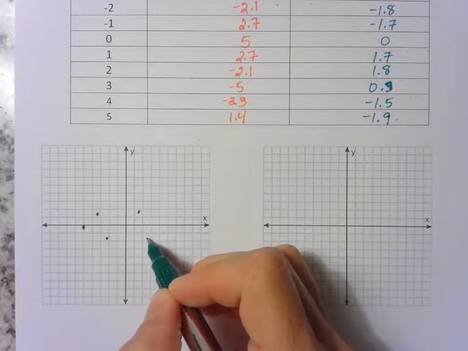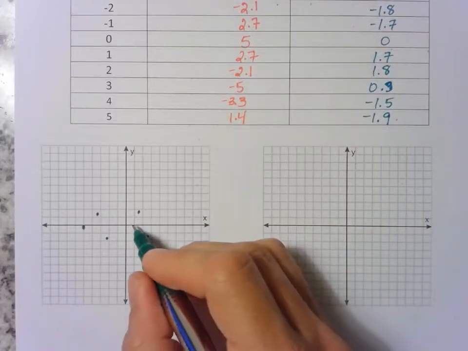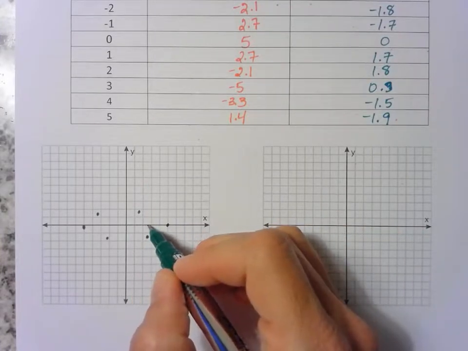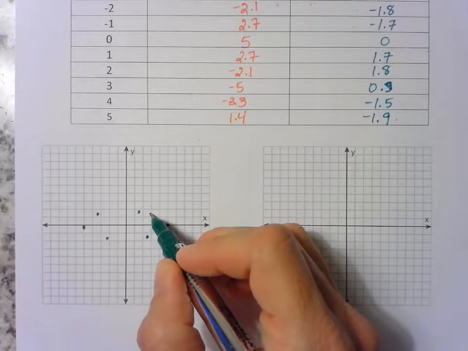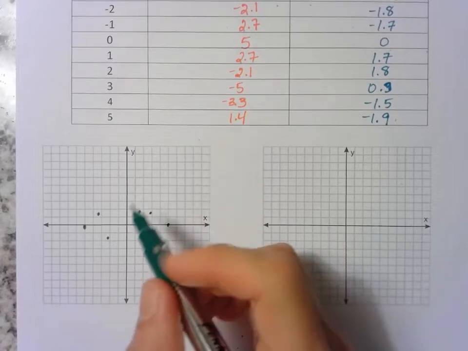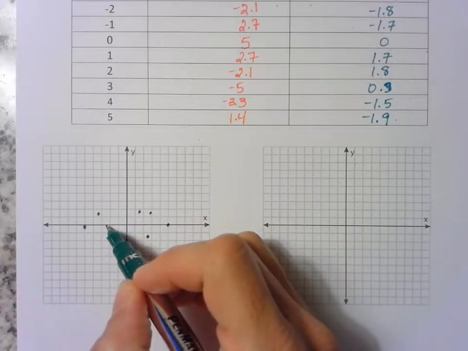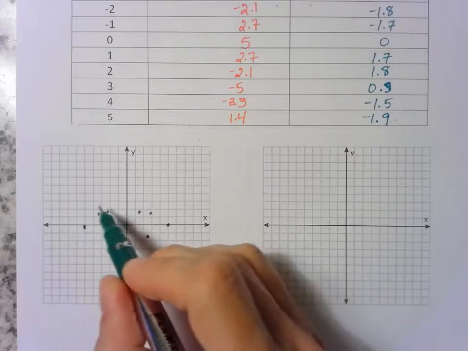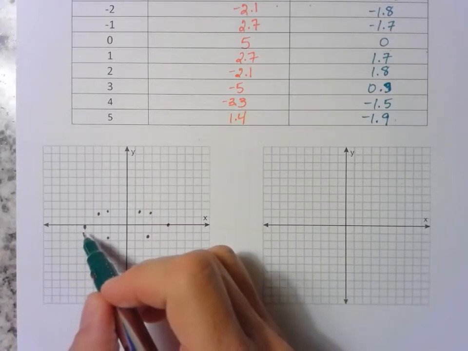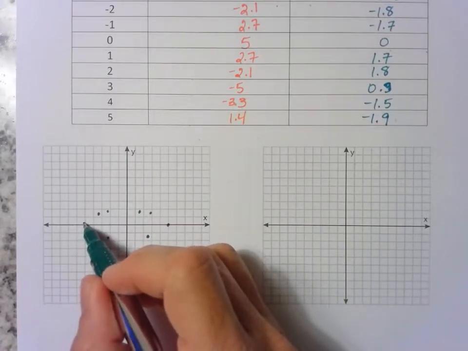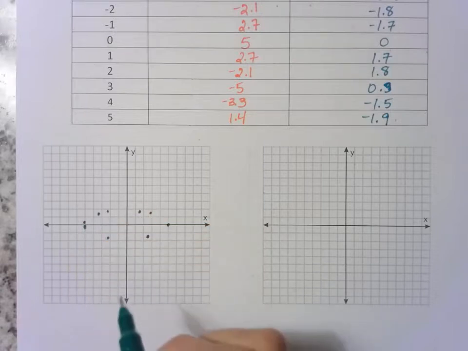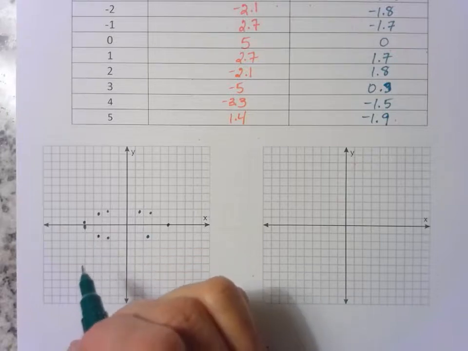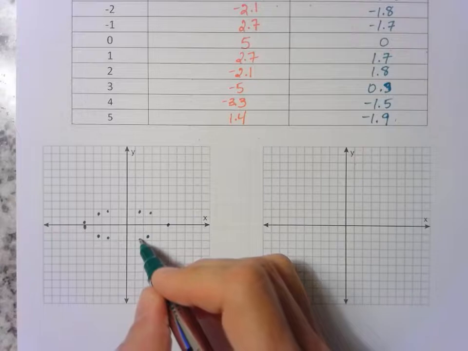Negative 1.7, 5, 2.7, and then 1.7, negative 2.1, 1.8. You can see it went around and then it's going back around again. Where was I? Negative 5, positive 0.3, so now we're on this side of the axis. Negative 3.3, negative 1.5, and then 1.4, negative 1.9.